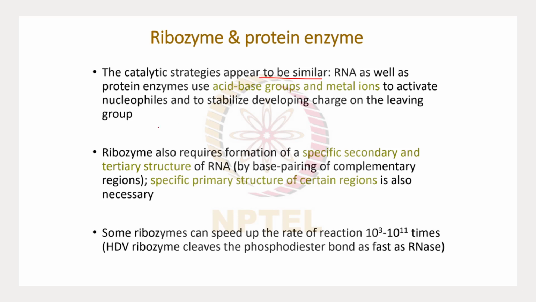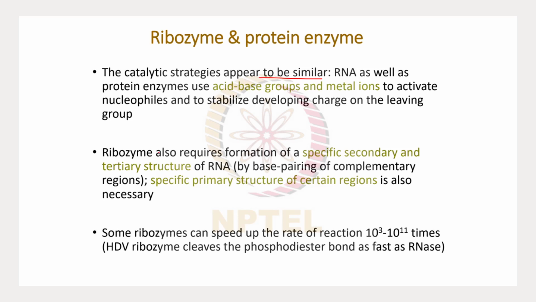Next, a ribozyme also requires formation of a specific secondary and tertiary structure of RNA by base pairing of complementary regions. Specific primary structure of certain regions is also necessary. Generally protein has four structures, right? Primary, secondary, tertiary and quaternary. Among these four structures, the secondary and tertiary structures are specifically required for enzymatic action.